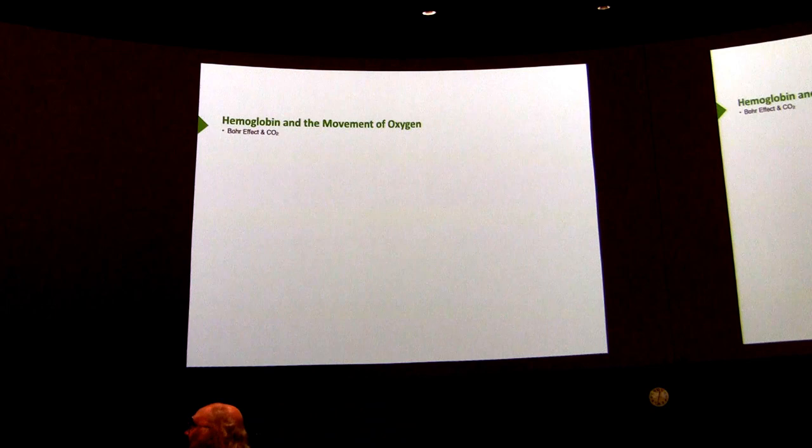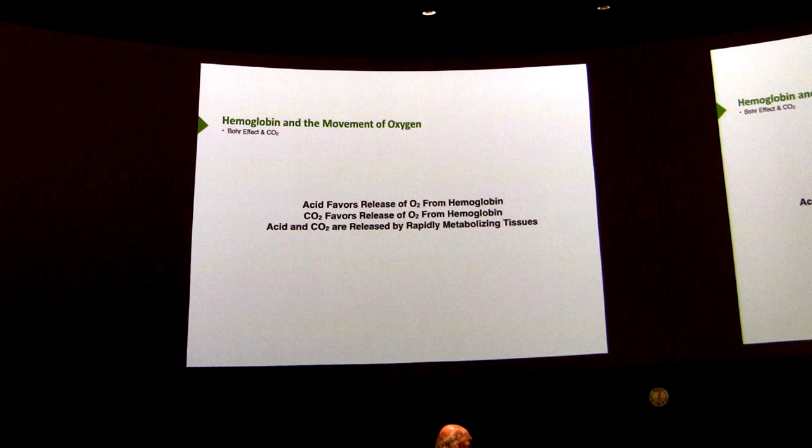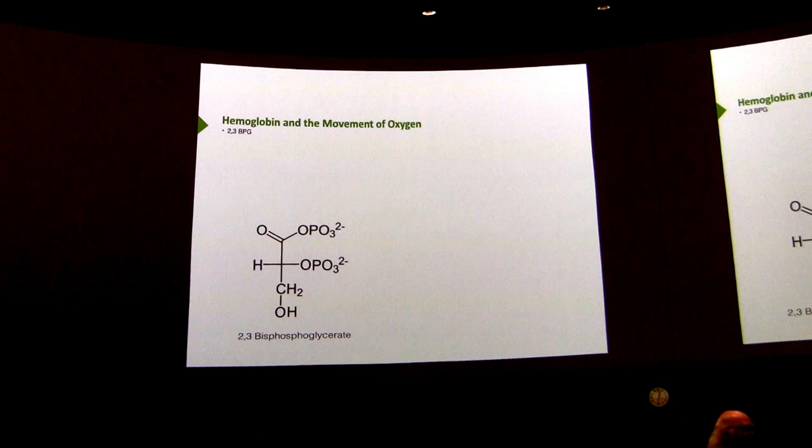Acid favors the release of oxygen. Carbon dioxide favors the release of oxygen. Acid and carbon dioxide are released by rapidly metabolizing tissues. Rapidly metabolizing tissues get the oxygen that they need. But that's not all. There's more.